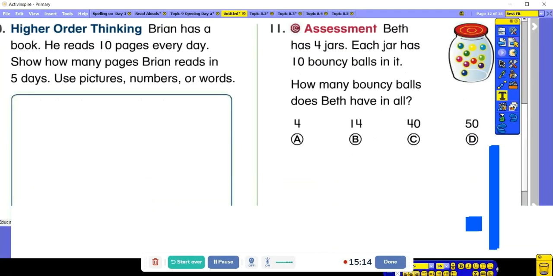Let's keep moving. All right. So this one I'm going to give you some time to try and solve. It says Brian has a book. He reads 10 pages every day. So there's our groups of 10. Show how many pages Brian reads in 5 days. It says use pictures, numbers, or words.